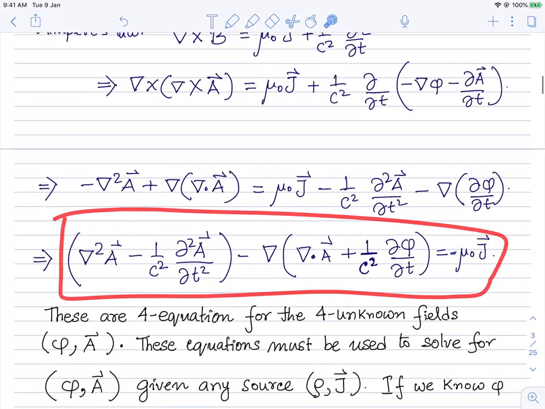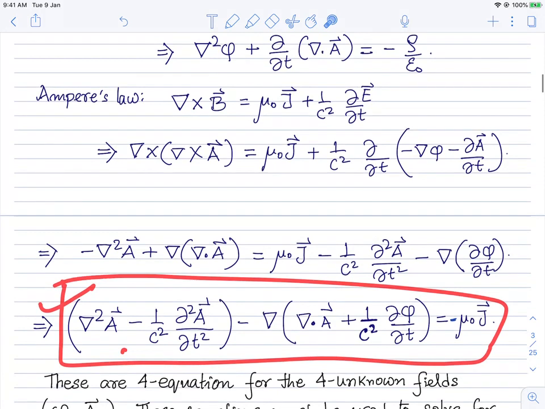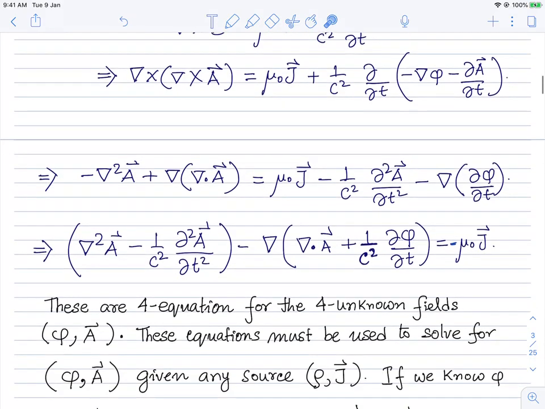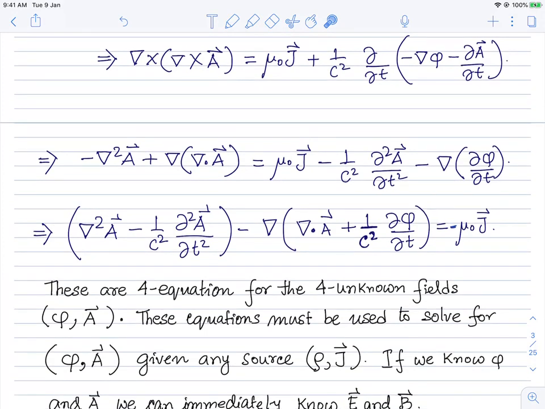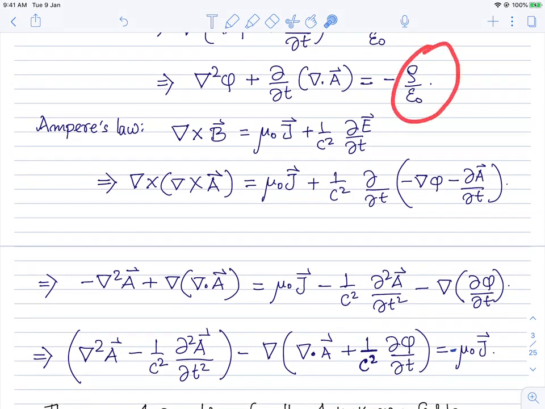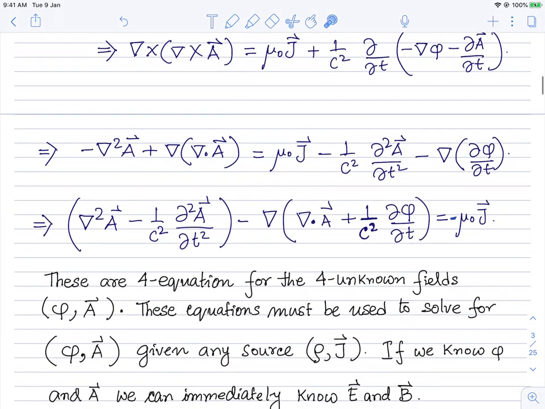Actually there are four equations, because this is a vector equation, so it has three components, and the one following from Gauss law is a scalar equation. There are four equations and four variables, because phi is a scalar field and A is a vector field, so it has three components. In all there are four variables that we want to solve given any source. That means the charge density and the current density are given, and we want to solve for phi and A in terms of them through these equations. We can always do that.